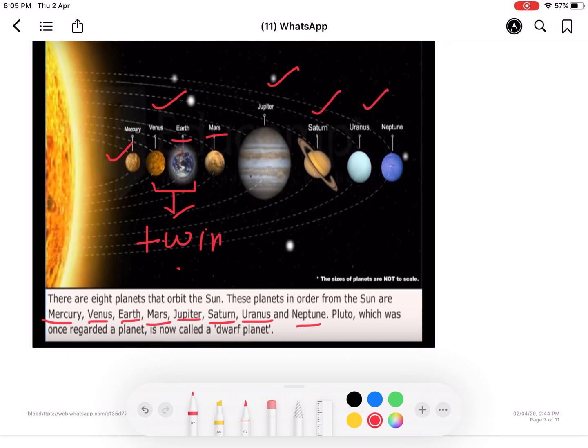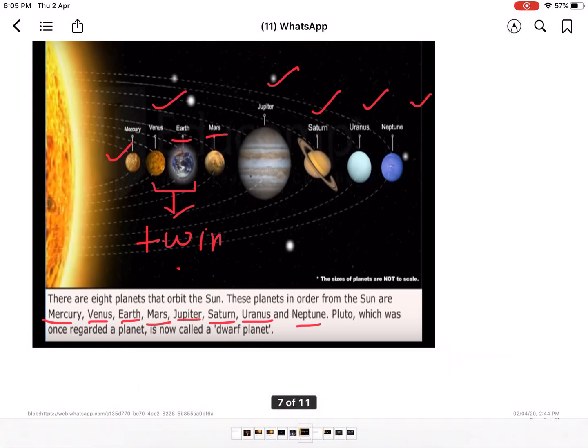This is Uranus and Neptune. They are very cold planets, and they are generally made up of liquid, and that liquid is frozen because of the very low temperature there. So they are the 8 planets of the solar system.